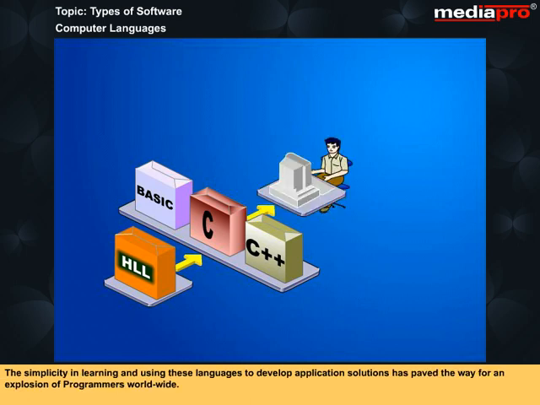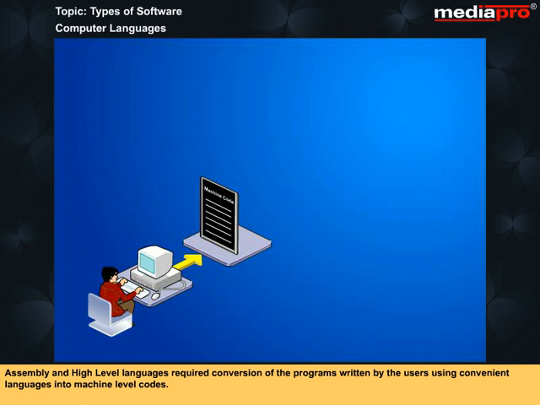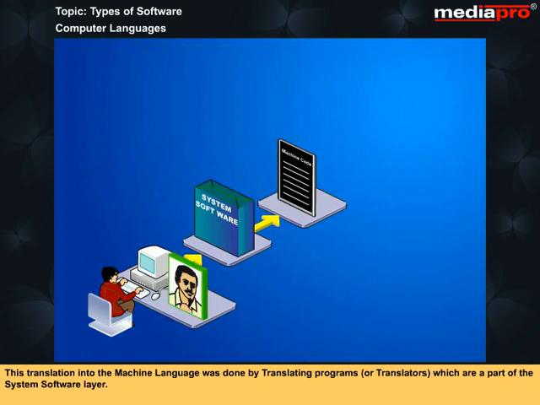The simplicity in learning and using these languages to develop application solutions has paved the way for an explosion of programmers worldwide. Assembly and high-level languages required conversion of the programs written by the users using convenient languages into machine-level codes. This translation into the machine language was done by translating programs or translators, which are part of the system software layer.